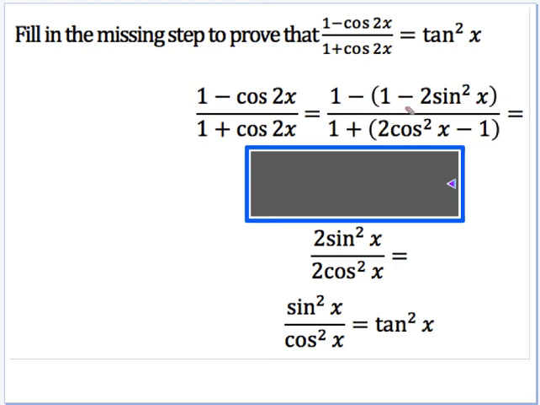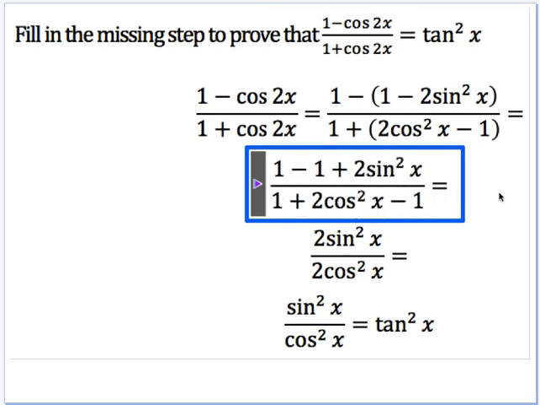Well, if you look at the numerator, you can go ahead and distribute this negative here. So you'd have 1 minus 1 and then plus 2 sine squared x. And then in the denominator, you can distribute this plus sign here. So it would be 1 plus 2 cosine squared x and then the minus 1. If you look here, that's exactly what they did. Again, I know this seems super complicated. You just need to figure out what happened between here and here.